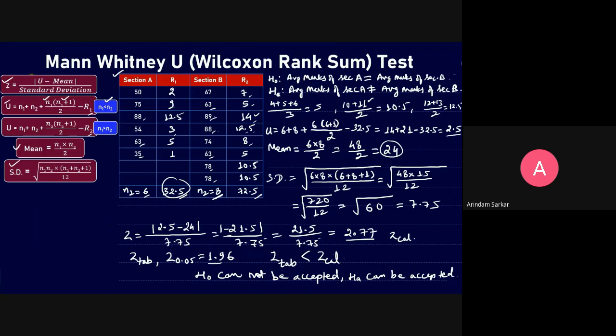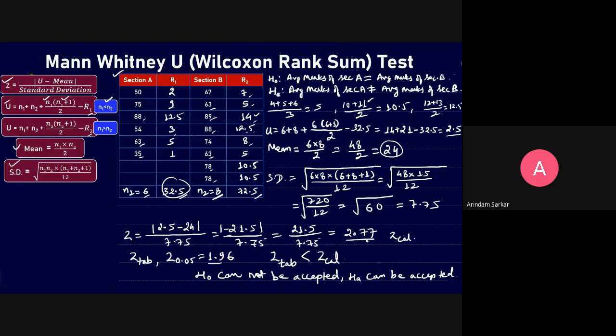Now, what will happen here? We are calculating all these things. That is, we need to calculate Z. So first of all, we need to calculate the standard deviation, SD, the mean, and U. These three things we need to calculate. So first I calculate U using the variables available to me. Then we calculate the mean and standard deviation, and put all the values in this formula for calculating Z, and we get the Z value as 2.77. This is called Z calculated.